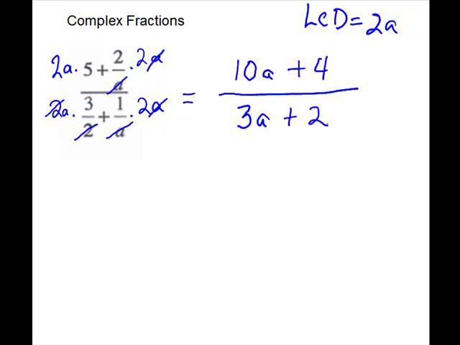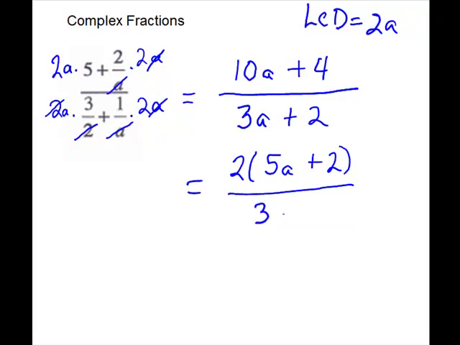We could do a little bit of factoring in the numerator. We have a GCF of 2, so we could take it out. That would leave us 5a plus 2. There's nothing you could do in the denominator. There is no GCF, and your exponent is 1. This will not reduce, so either answer would be correct.